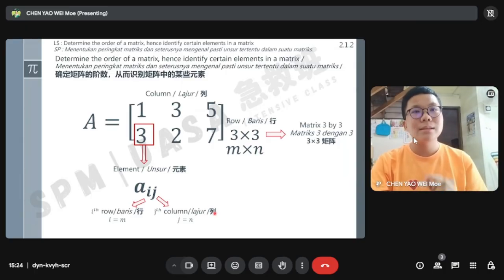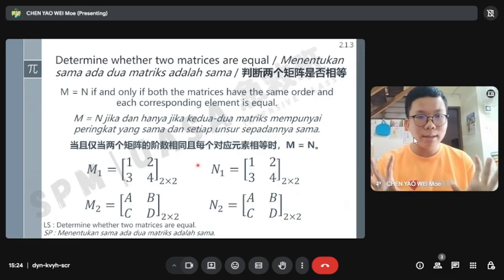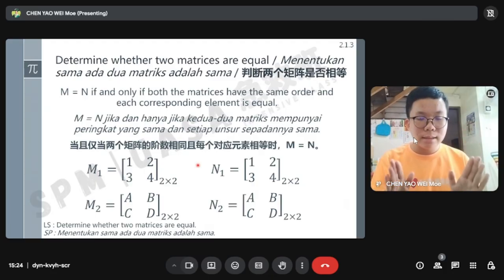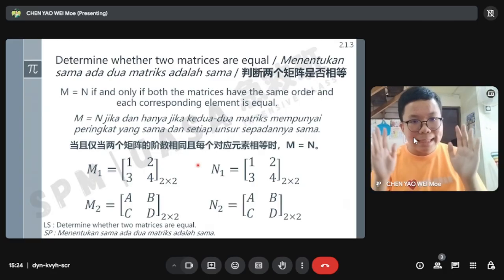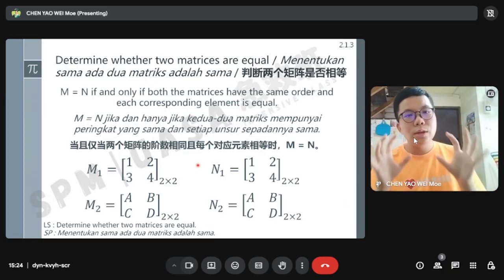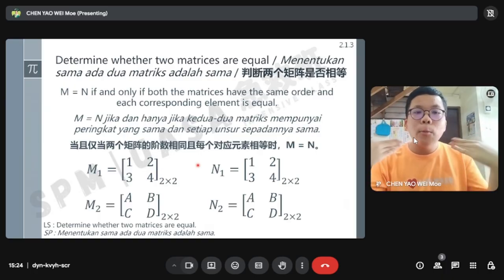If you know about this, then you can assume that if both matrices have the same order and the same elements, we can say that M equals N. We can use this to find the known or unknown values in the matrix. And we need to know what two matrices of the same order can do.